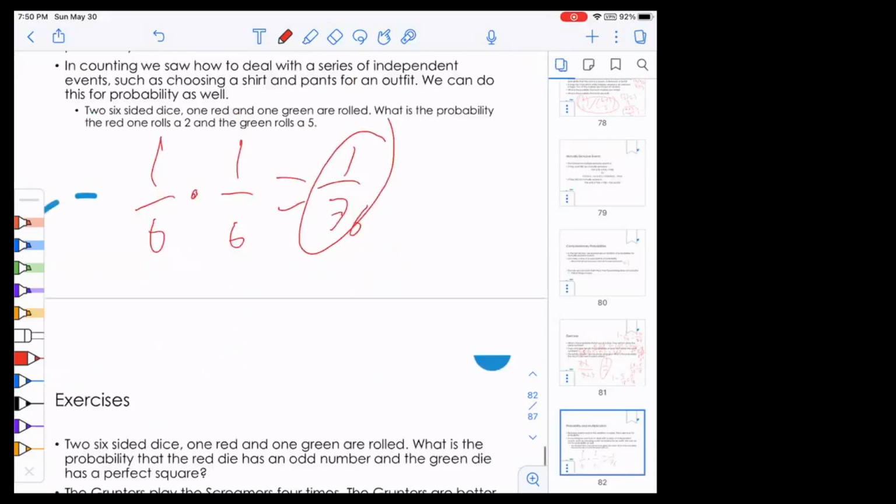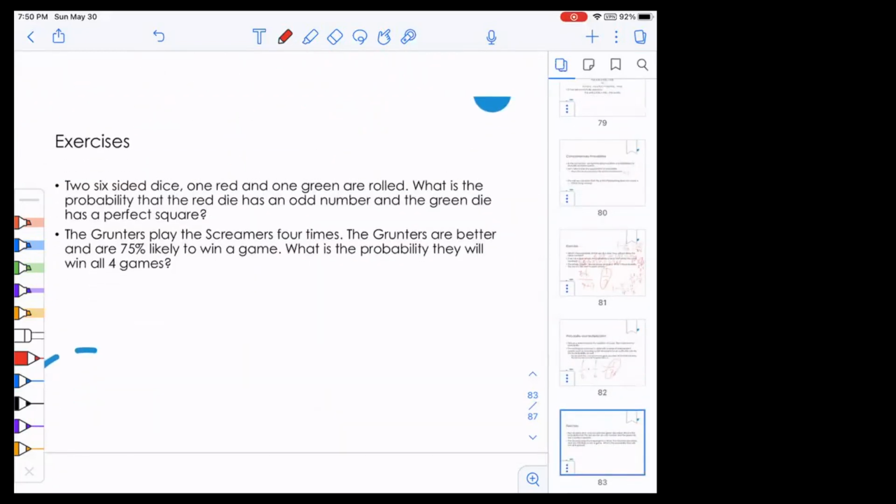That's simple enough. Now I have two pretty quick practice problems, and I'll let you guys do these. And if you have any questions, you can ask me. The dice are regular dice. Like, they have the numbers 1 through 6, right?